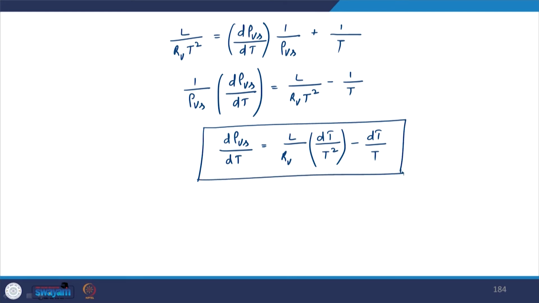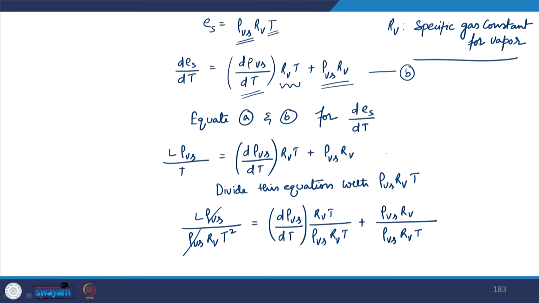So, let us see what we have got. We have got the rate of change of vapor density at saturation with respect to the temperature. The change of vapor density at saturation with respect to the temperature is equal to L, the latent heat that is released when condensation happens, RV is the specific gas constant, dt is the change of temperature, T is the temperature itself, minus dt by T.